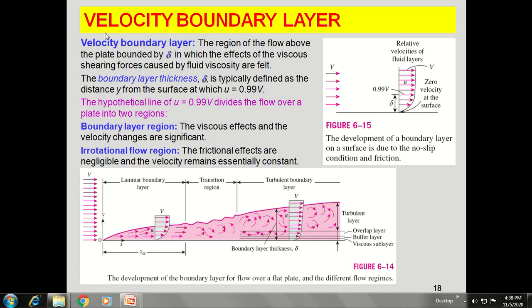So when fluid flows over a solid surface, a velocity boundary layer will be formed.